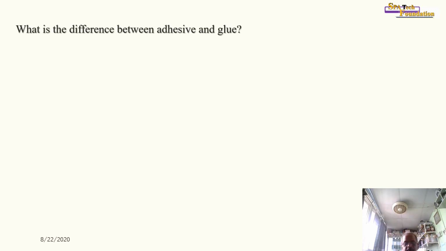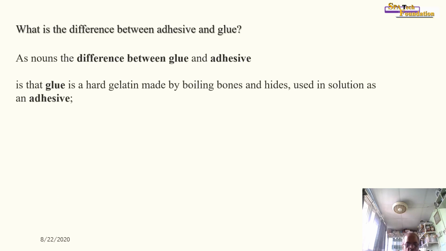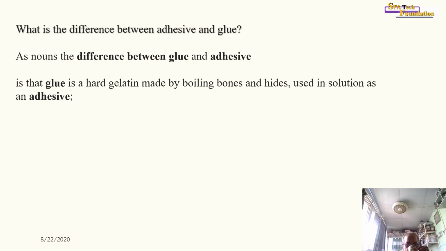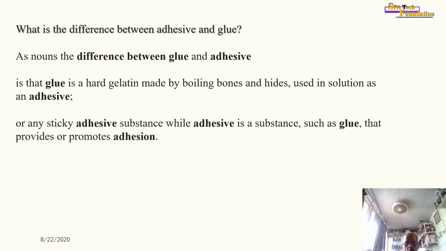What is the difference between adhesive and glue? As per norms, the difference between glue and adhesive is that glue is a hard gelatin made by boiling bones and hides, used in solutions as an adhesive or any sticky adhesive substance, while adhesive is a substance such as glue that provides or promotes adhesion.